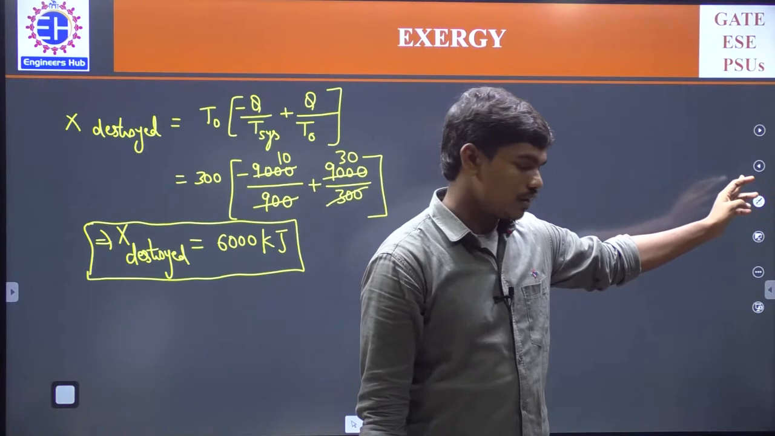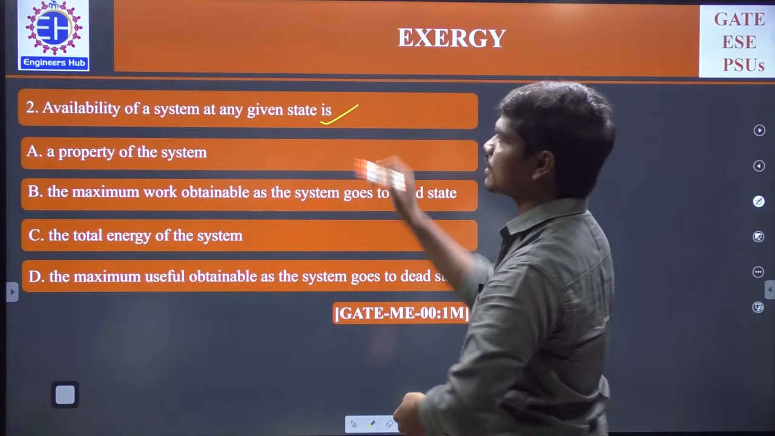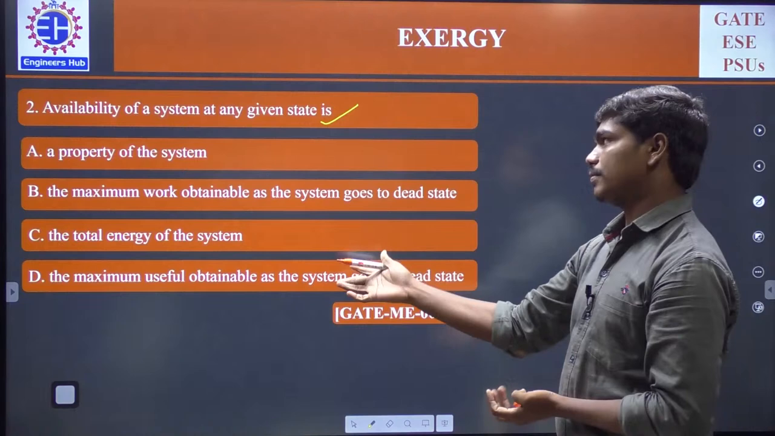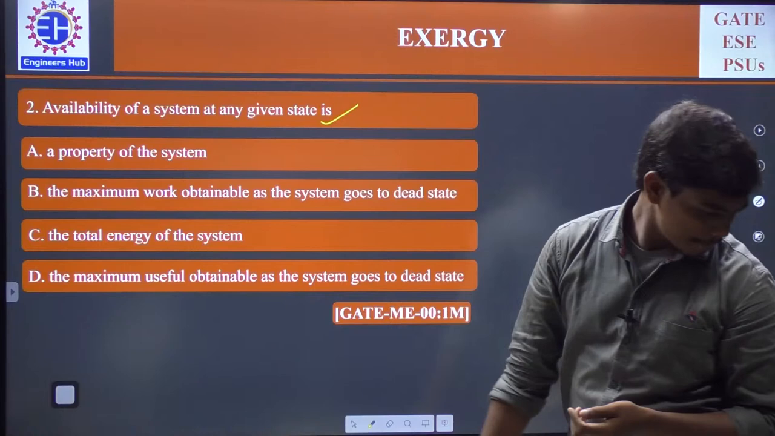So see here, this is the question. Availability of a system at any state means what? The exergy. So please tell me, out of these definitions, which is the definition of availability or available energy? Okay, so please tell me the answer for this question.